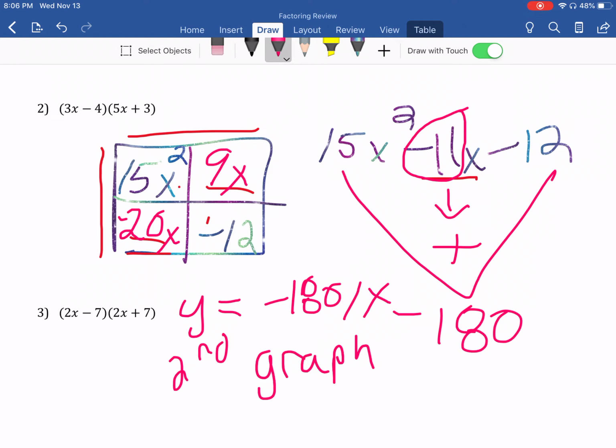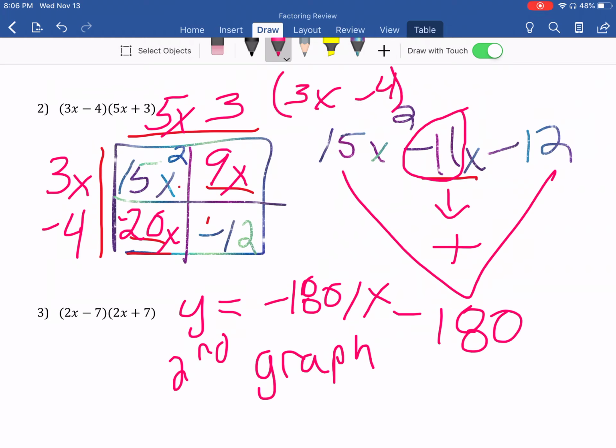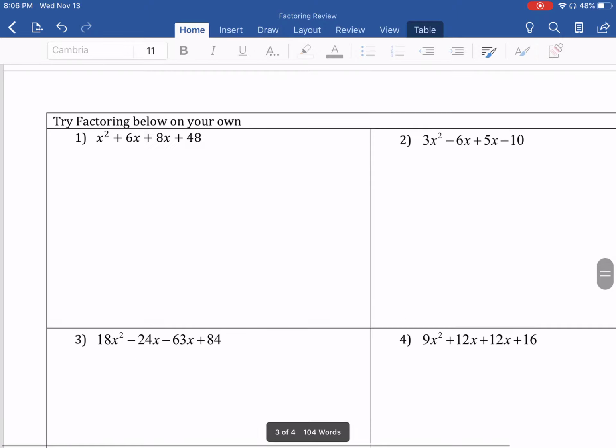So I look here, my greatest common factor for 15 and 9 is going to be 3x, and for negative 20 and negative 12 is negative 4. Right here, 3 times 5 is 15. I know I have an x here because x times x is x squared. And then 3 times 3 is 9. So the factored form is going to be 3x minus 4 times 5x plus 3. And you're done factoring.